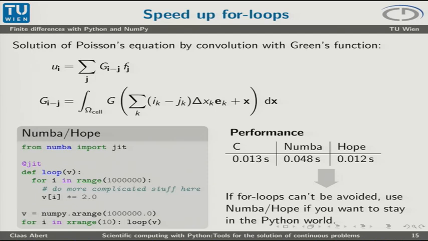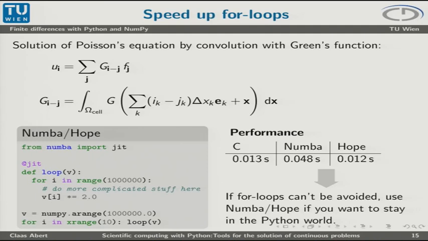I think maybe they do some parallel computations. But Hope seems to be really good, at least for simple stuff. The lesson learned here is, if you can't avoid for loops and you want to stay in the Python world and use simple Python syntax, you can try to use Numba or Hope in order to speed things up.